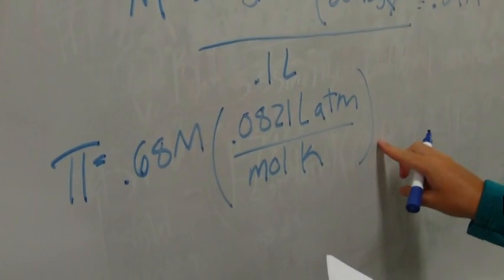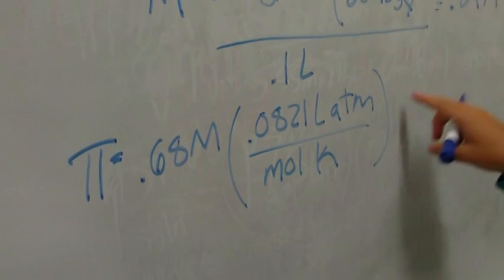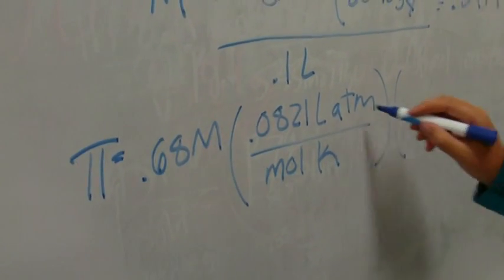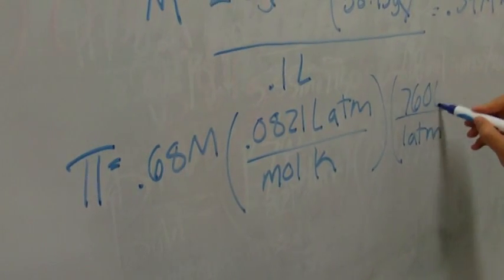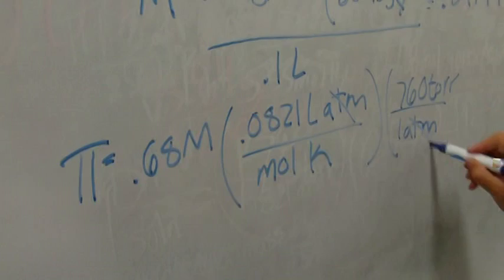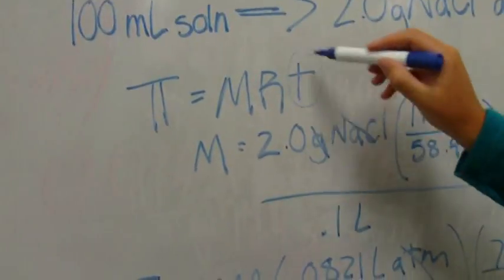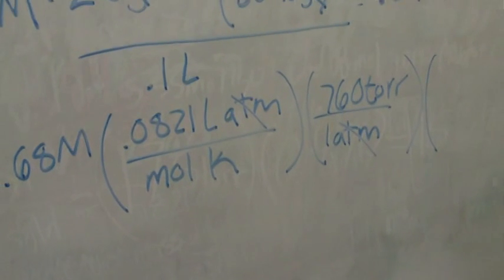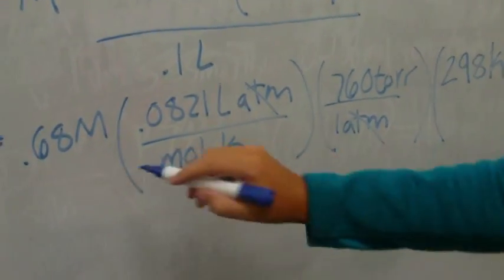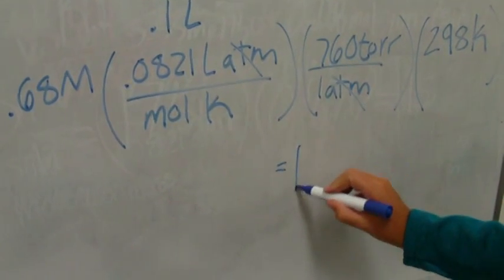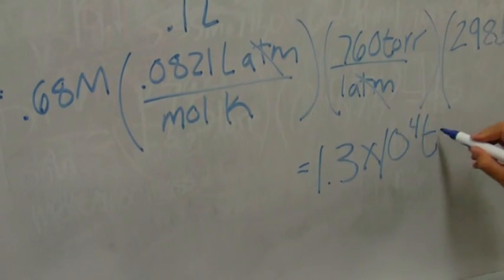All right, and we're going to do just a quick dimensional analysis here. It asks for the osmotic pressure in torr. So really quick, we know that in 1 atm we have 760 torr. So that's going to cancel, that's going to cancel, and we'll be left with torr. Then next we got T, which is temperature, and that is just 298 Kelvin. So when we multiply across, we get our answer, which is 1.3 times 10 to the 4 torr.